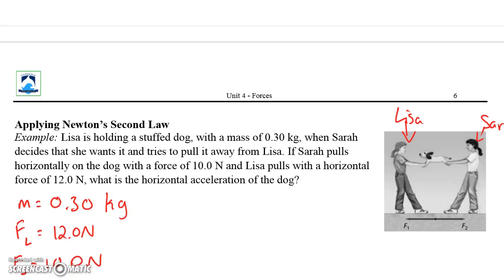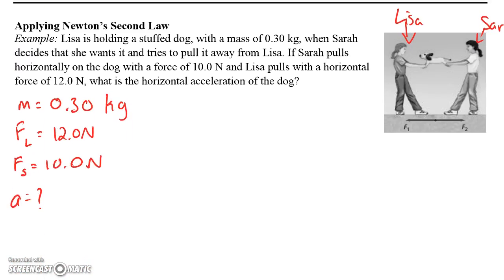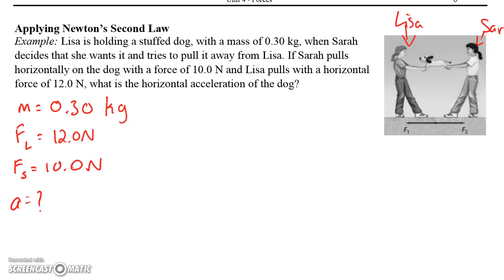Let's take a look at some problems. So we've got Newton's second law with Lisa and another girl, Sarah. Lisa's holding a stuffed bug with a mass of 0.30 kilograms when Sarah decides she wants it and tries to pull it away. So Sarah's not a nice person, but either way, if Sarah pulls horizontally on the dog with force of 10.0 newtons and Lisa pulls on the dog with a force of 12.0 newtons, what is the acceleration of that dog?